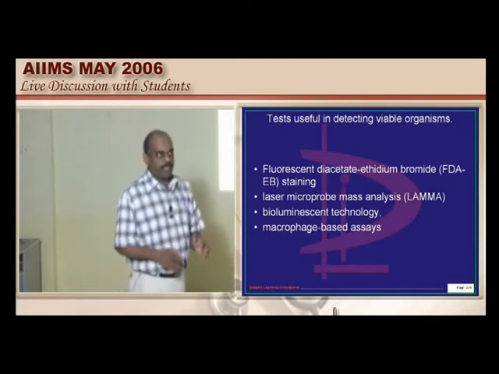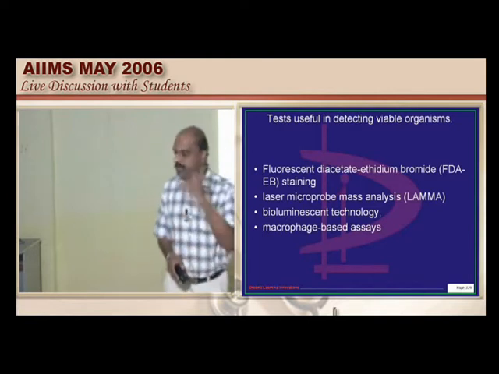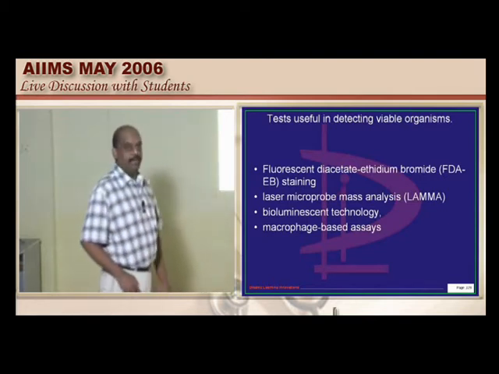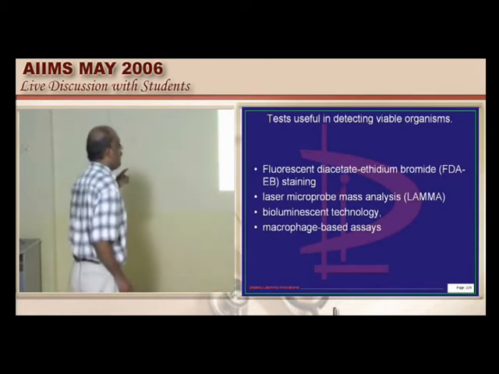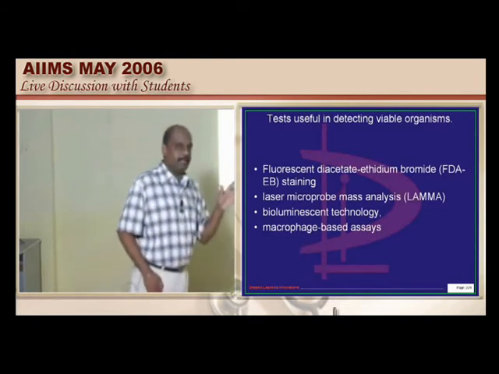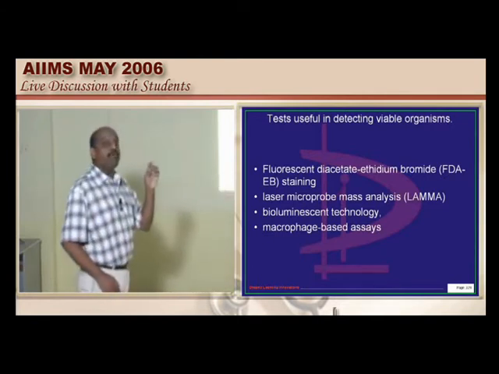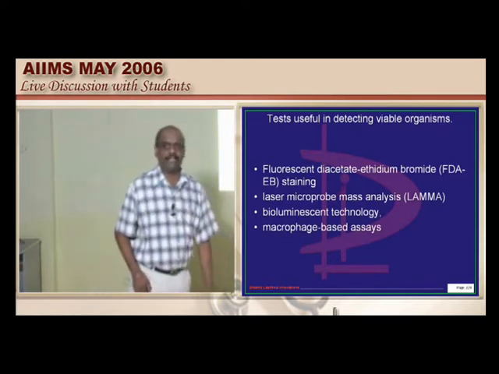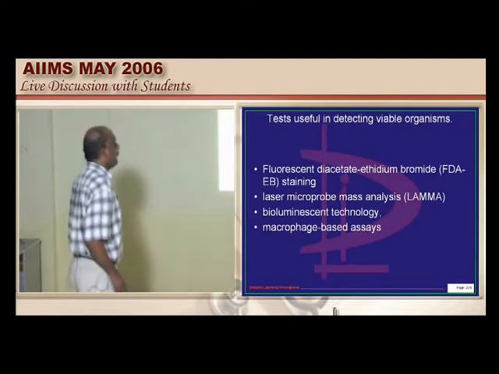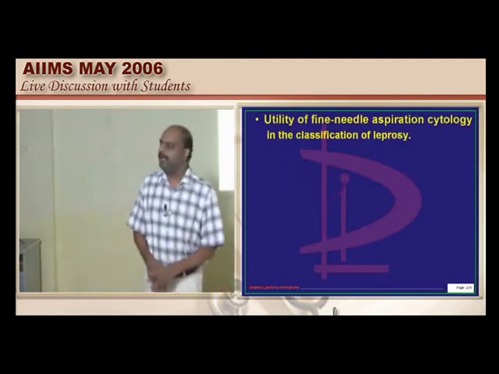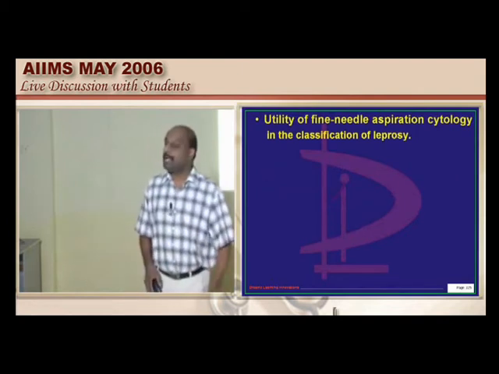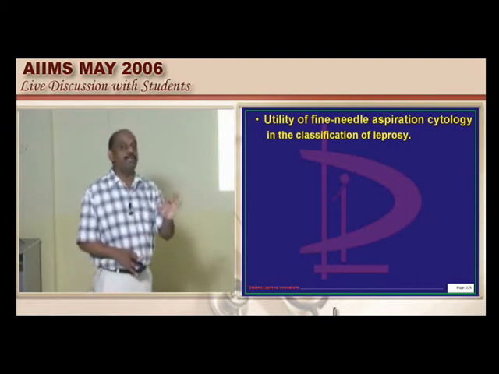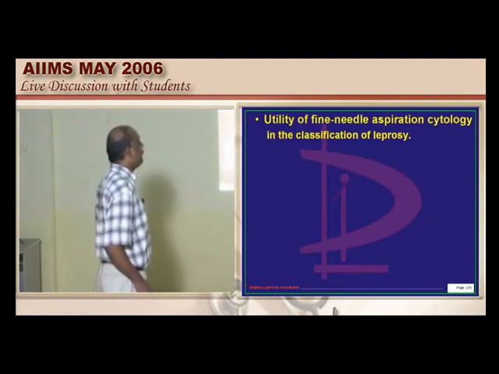Similarly, if you want to be very sure whether the bacillus you are seeing is a dead bacillus or a live bacillus, there are some specific tests for the viable organism called the bioluminescent technology and LAMMA. It is not left against medical advice. It is laser microprobe mass analysis, and fluorescent diacetate ethidium bromide staining. They are all considered to be the various techniques, is what I want to underscore to all of you. So finally, even FNAC is also used in the classification of leprosy, is another important rule. Finally, what you don't use for diagnosis would be the lepromin test, is what you need to fundamentally remember.